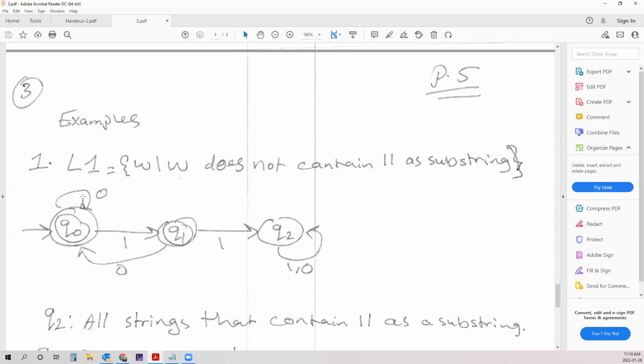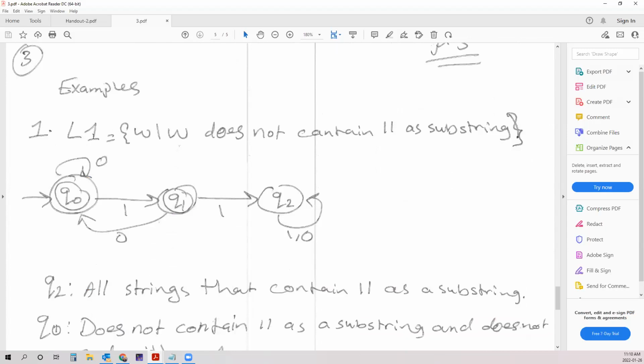Here is another example. If we have a language L1 with W that does not contain 1 as a substring, then if we have a 1, we will go to the dead state. If we have only zeros as a substring, then it would be accepted. But a 1 will lead me to a dead state.